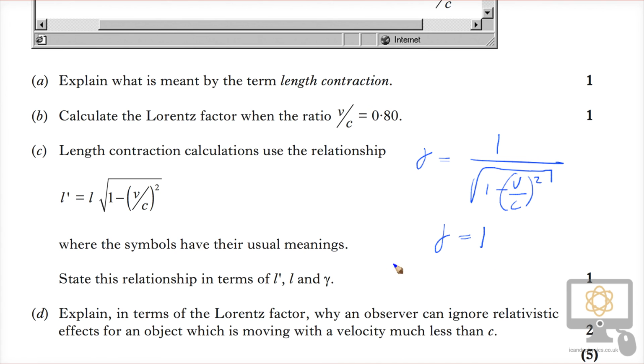And so if the gamma factor is equal to 1, remember that the contracted length is equal to the rest length divided by gamma. And if gamma is equal to 1, then our contracted length is effectively the same as our rest length. And so therefore there's no noticeable change in the length or indeed the time observed by an observer relative to the moving object.